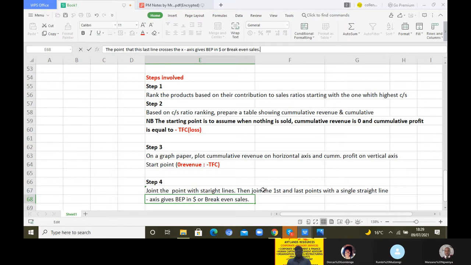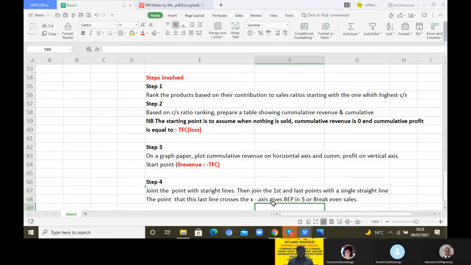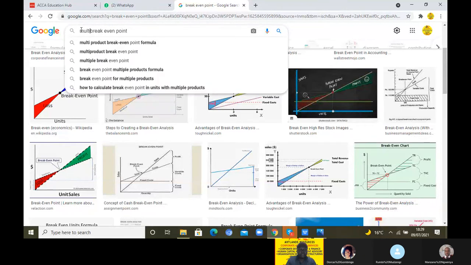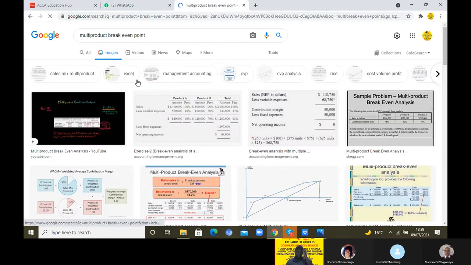So let me show you. This last point is very important. So here is the deal. Let me show you what a multi-product break-even point looks like. Let me open images here.